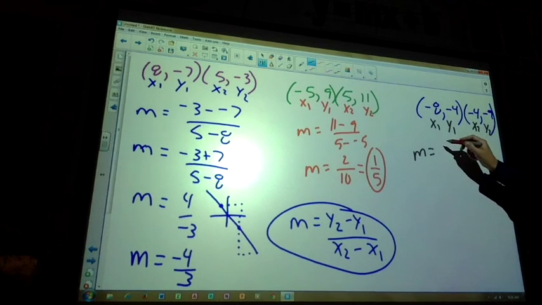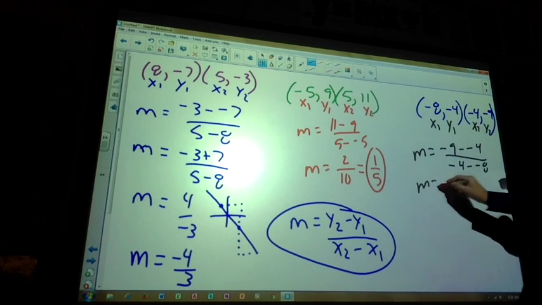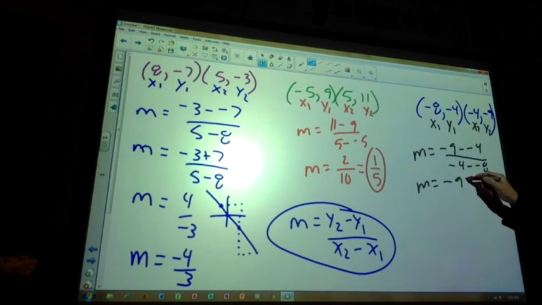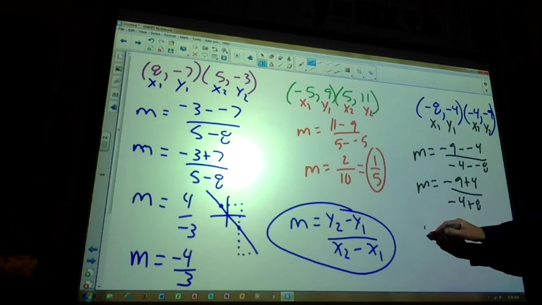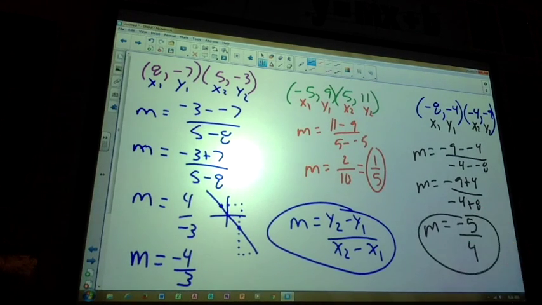Alright, so negative 9 minus minus 4, or negative 4 minus minus 8. Negative 9 minus minus 4 is this. Negative 4 plus 8. It's obviously a step that could be skipped. So you get negative 5 over 4. There's those slopes.